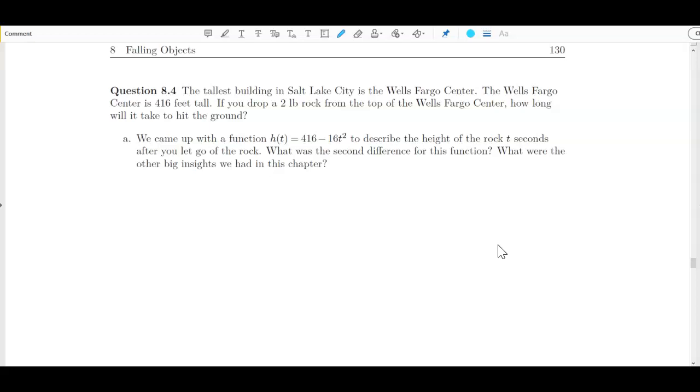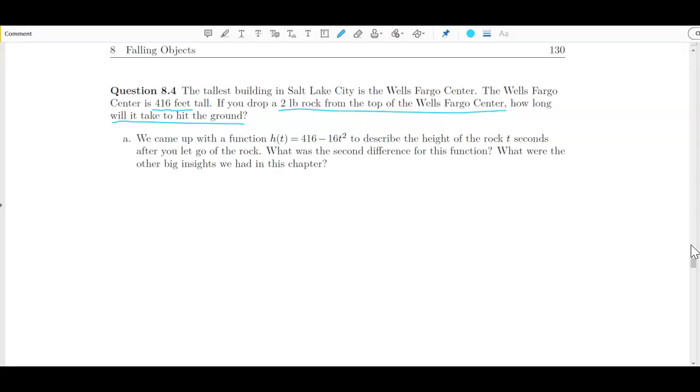So the tallest building in Salt Lake City is the Wells Fargo Center. It's 416 feet tall. If you drop a 2-pound rock from the top of the Wells Fargo Center, how long will it take to hit the ground? Okay, so what do you guys think?